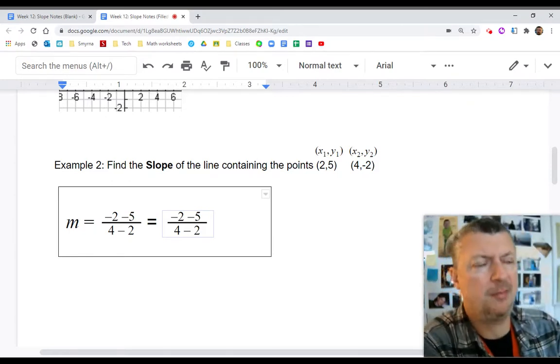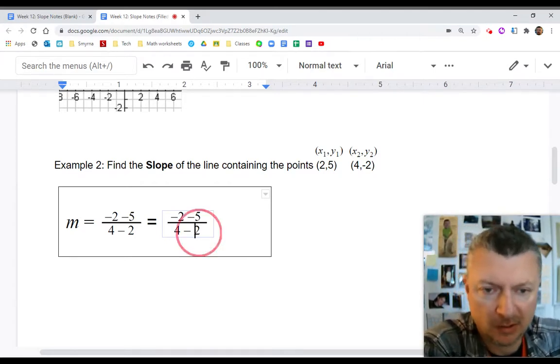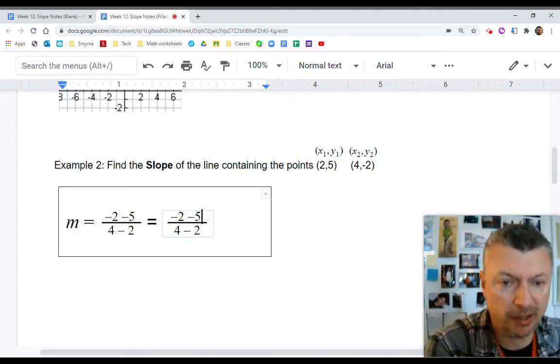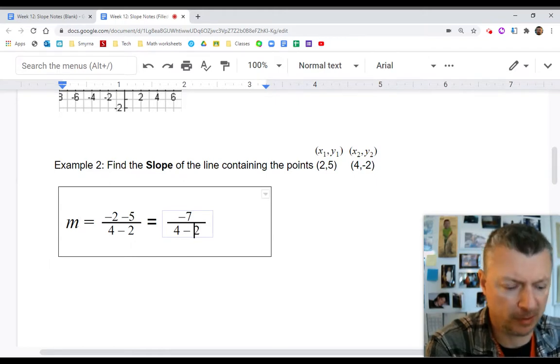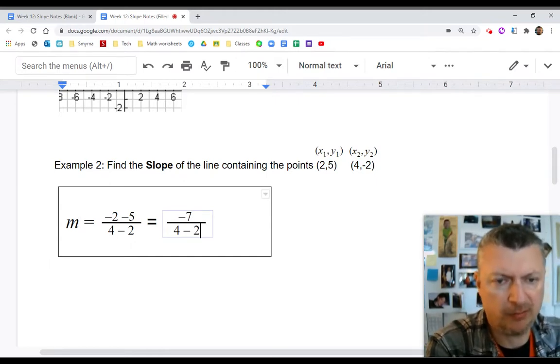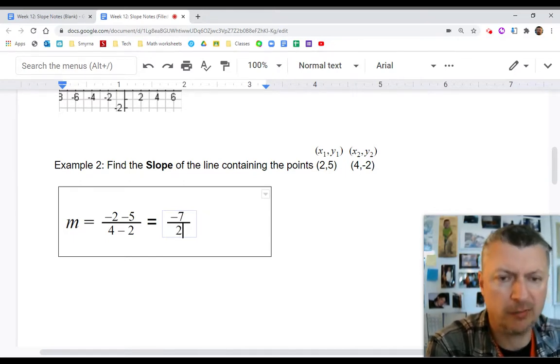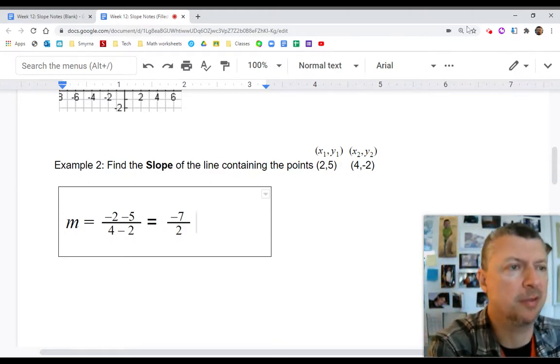Now m, and the m means slope. I don't know why it's an m, but it's an m. So, what do we got here? We have 2 minus negative 2 minus 5, which is negative 7. It's a little hard working with these fractions. We got 4 minus 2, and you know that's 2. So we have negative 7 over 2. So that's our slope. Now let's check this graph, and I'll show you what's happening with that.